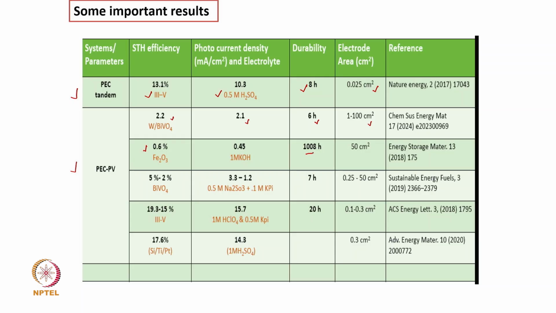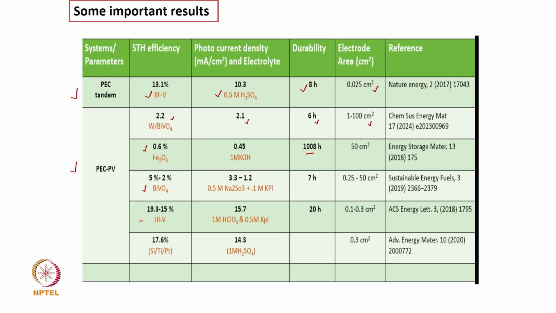However, you have very good durability in this case, so you can use it for a long time, and BiVO4 can be used as an electrode material with a durability of 7 hours here, in different solutions that are used for photocurrent generation or as an electrolyte.